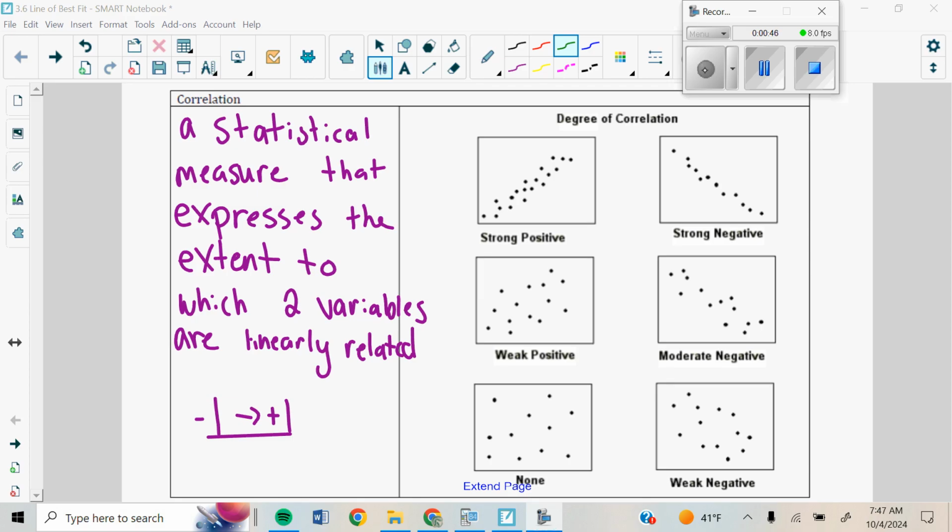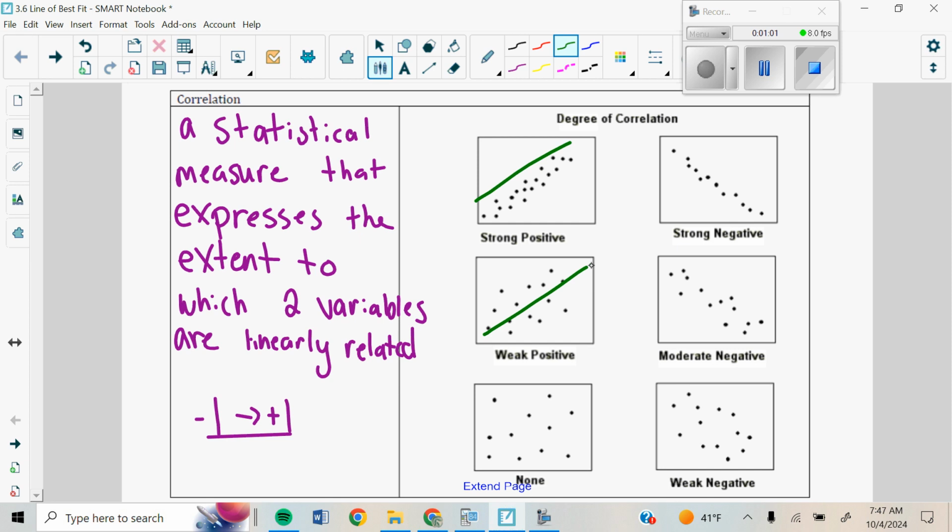As you get older, you get taller to a certain point, okay? And so it's going to be positive. So it's going to have that look of a positive slope. Okay, these would be examples of strong positive, weak positive.